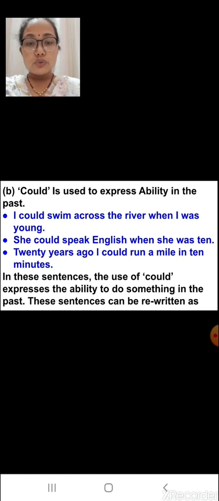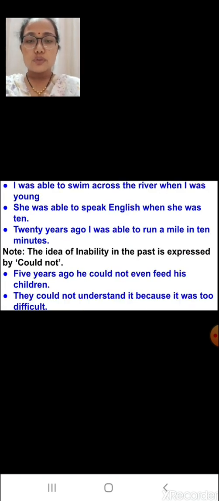Could is also used to express ability in the past. For example, here, I could swim across the river when I was young. Number 2, she could speak English when she was 10. Number 3, 20 years ago, I could run a mile in 10 minutes. In these sentences, the use of could expresses the ability to do something in the past. These sentences can be rewritten as, I was able to swim across the river when I was young.